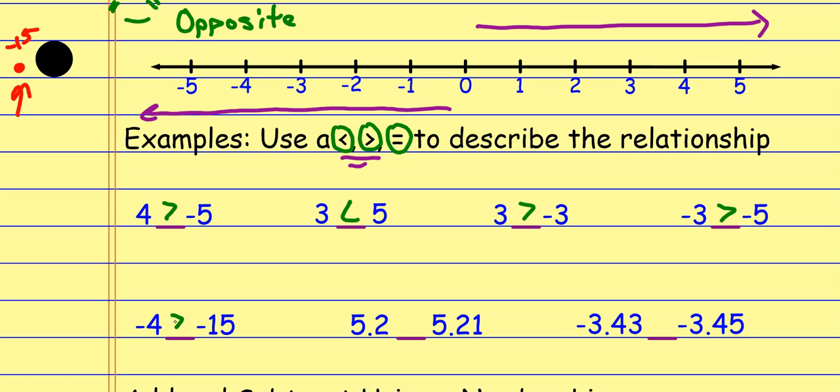And then this one, 5.2 versus 5.21. Again, even when you see decimals, think about it in terms of money. Like if you looked at this one, it would be $5.20 versus $5.21. Well, which one is more? And as you're looking at this, again, think about where that would be on the number line. It would be 5.2 followed by 5.21. So the 5.21 is bigger. So I'm going to use this symbol, okay? So 5.2 is less than 5.21.